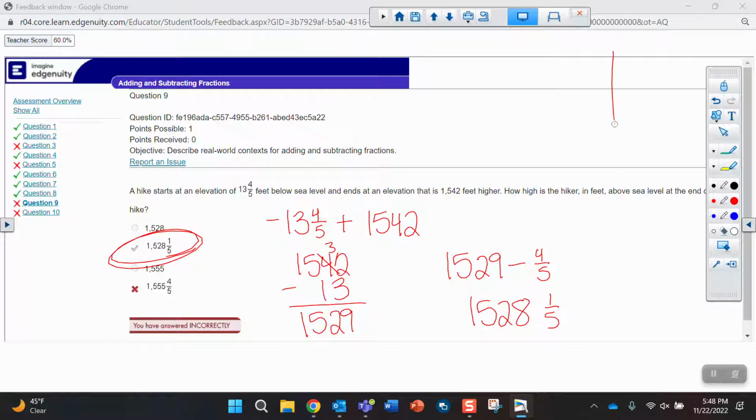So you have to think about it like this. Here's ground level. So this is 0. That's sea level. And here, down here, is our negative 13 4/5. And then it says that the hike ends 1,542 feet above where it started, basically. So not above sea level. So when you see from the picture here, we're actually trying to calculate that distance. How far are we now above sea level?